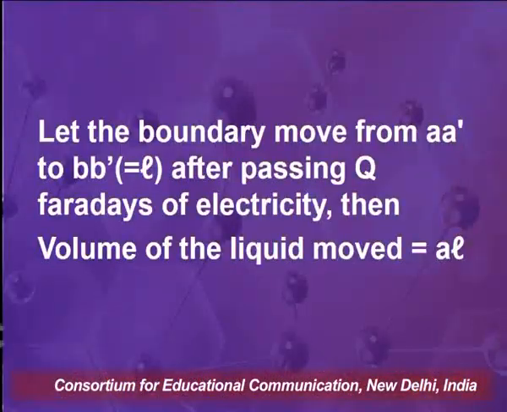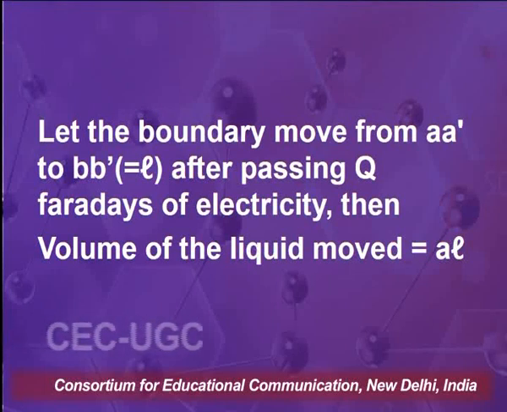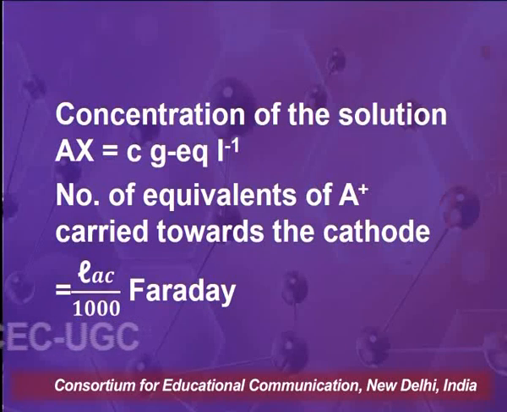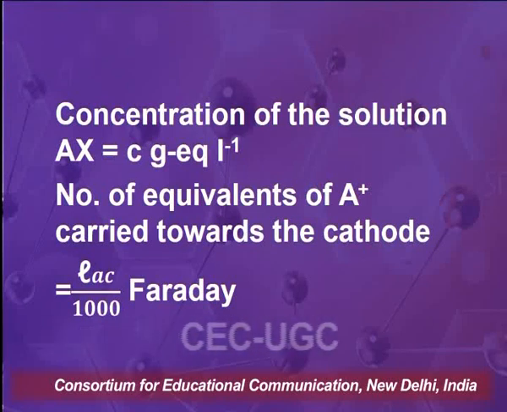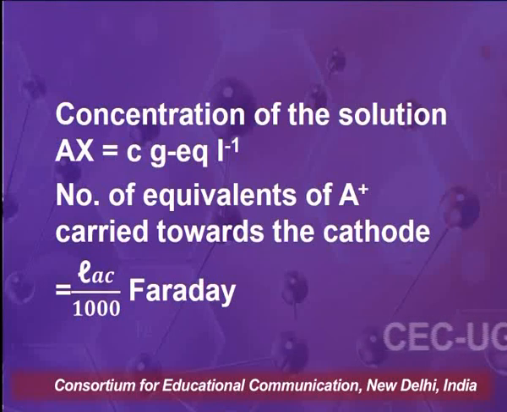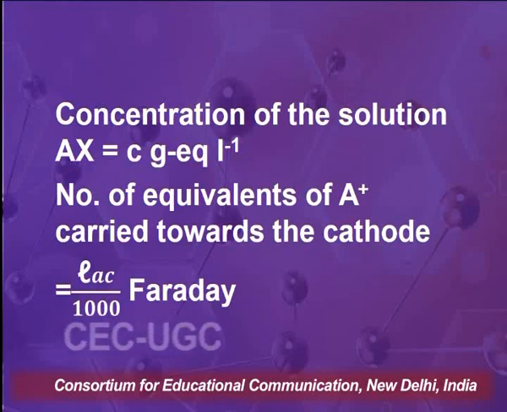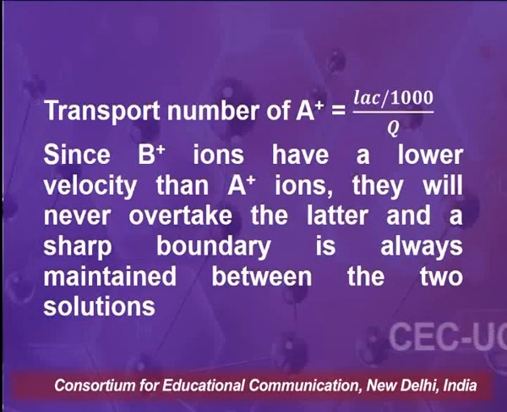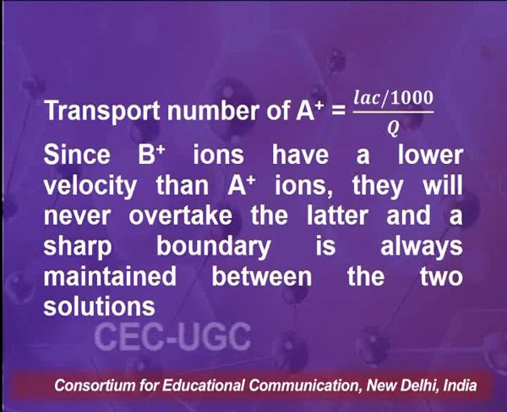Let the boundary move from A dash to B dash, distance being equal to L, after passing Q Faradays of electricity. Then the volume of the liquid moved will be equal to A into L. Concentration of the solution AX is equal to C gram equivalents per liter. Number of equivalents of A plus carried towards the electrode will be equal to LAC by 1000 Faradays. Transport number of the cation A plus will thus be equal to LAC by 1000 divided by Q.